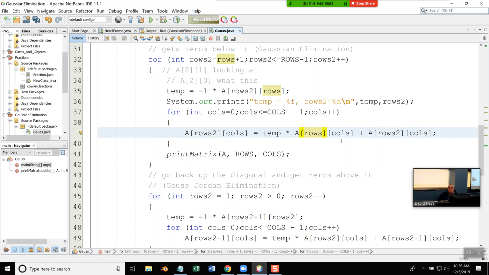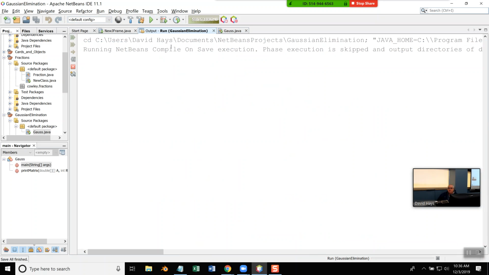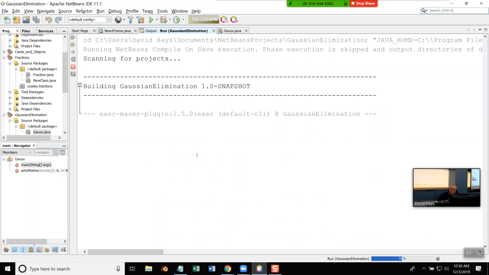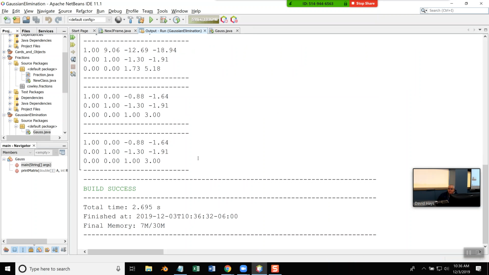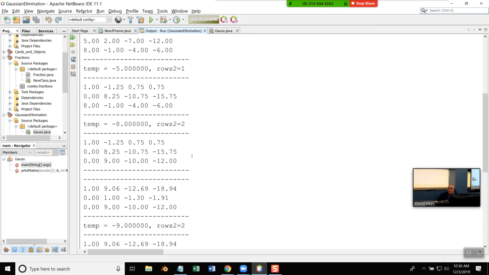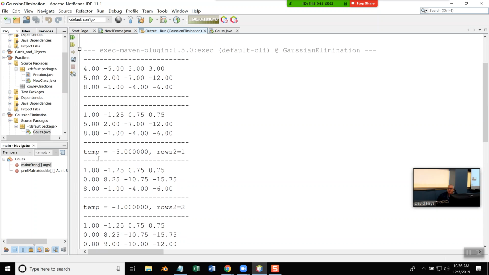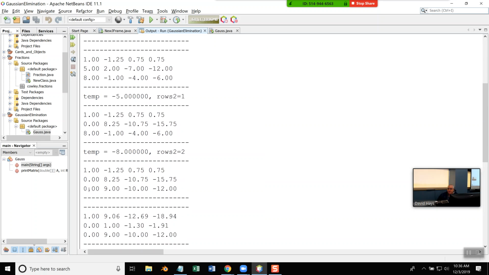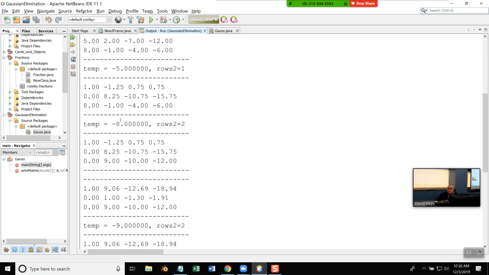That'd be rows. Better. This is -8. It's getting 0 here. I'll assume all those are correct. In the interest of time, divide everything here by 8.25.